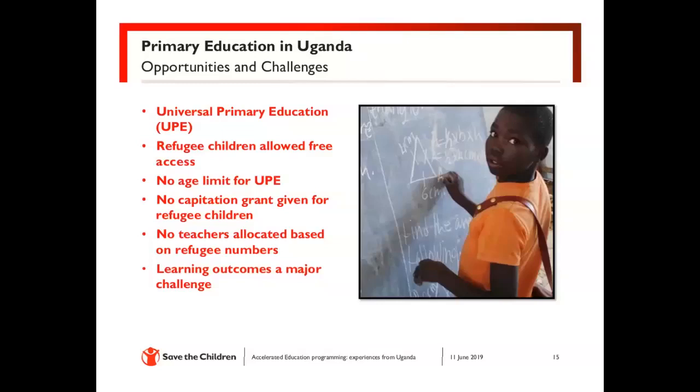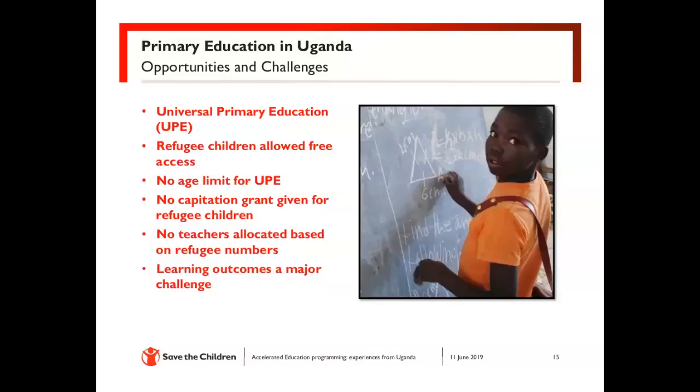Also, learning outcomes in primary schools across Uganda, not just in refugee hosting districts, are a major challenge prior to the refugee influx and continuing now. Only around half of the children at primary 6 reached the expected levels in literacy and numeracy, according to assessments done in 2015. So these are some of the opportunities and challenges.